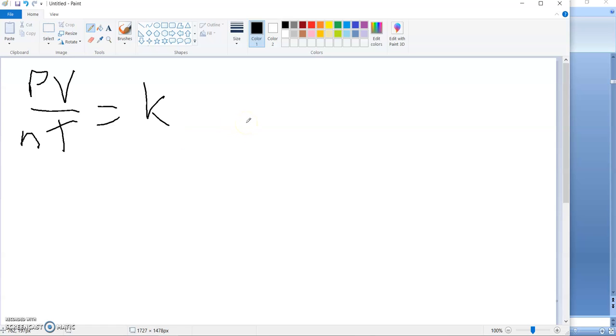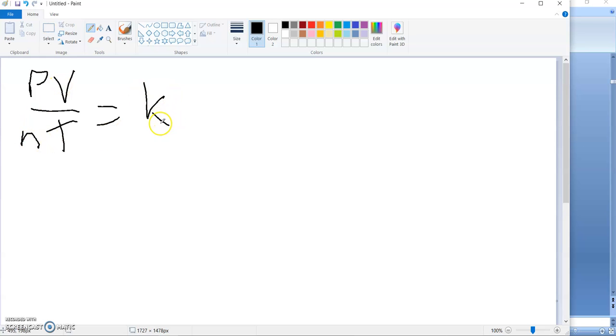In fact, in the last section where we did PV over T for sample 1 equals PV over T for conditions 2, we could have thrown N in there, made it PV over NT equals PV over NT, and solved for all kinds of fun stuff. We didn't do that. But the important thing is that PV over NT equals a constant.